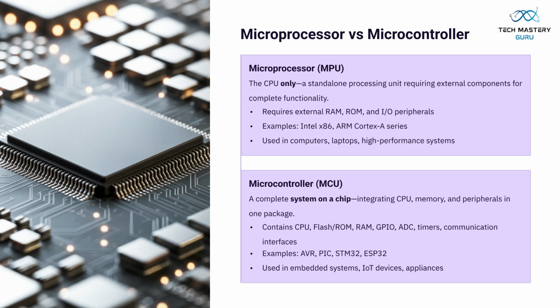Let's differentiate between microprocessors and microcontrollers. Microprocessors are CPU only, requiring external components like RAM and I/O. Microcontrollers are complete systems on a chip, integrating CPU, memory, and peripherals, ideal for embedded systems and IoT devices.